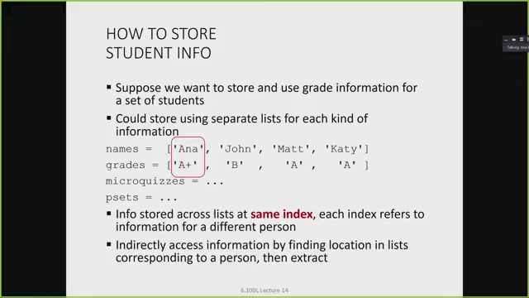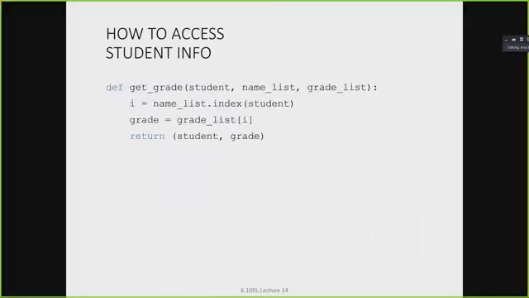So at index 0 here, I'm storing the name of the student and their grade. At index 1, I'm storing the name of that student, John, and their grade. At index 2, I'm storing the name of that student and their grade. And at index 3, and so on and so on. Right? So now I basically have to remember that for a particular index, I am storing all the information related to that student, right? Okay, so seems like a reasonable way to do this. Now let's say that I wanted to look up the grade for a particular student.